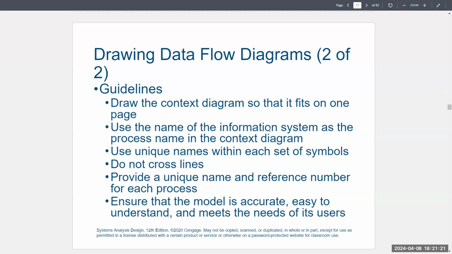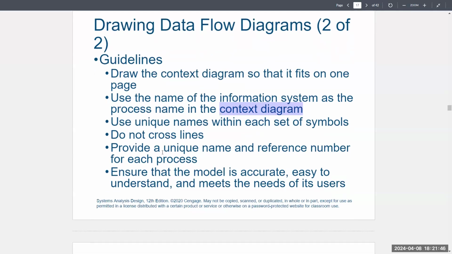Use the name of the information system as the process name in this one type of diagram called a context diagram, right? That's the highest level DFD you can think of, right? So here you have your system, which is represented as a process with the name, and it's talking to other external systems, right? And that's what's called a context diagram. And make sure that every symbol has a unique name, right?